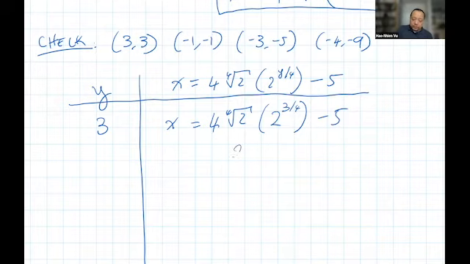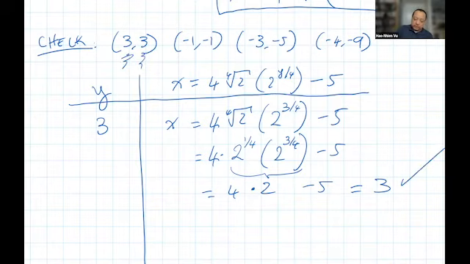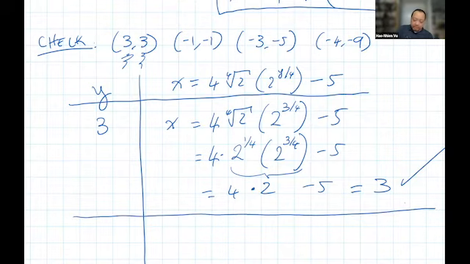Fourth root of 2 is the same as 2 to the power 1/4. That's 2 to the 4/4, which is just 2. So it's 4 times 2 minus 5 is equal to 3. Y equals 3, x equals 3. That's good. Next point, y equals negative 1.